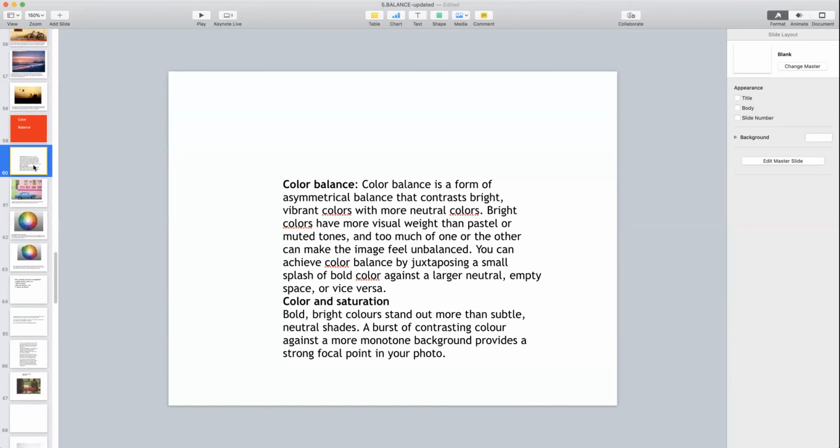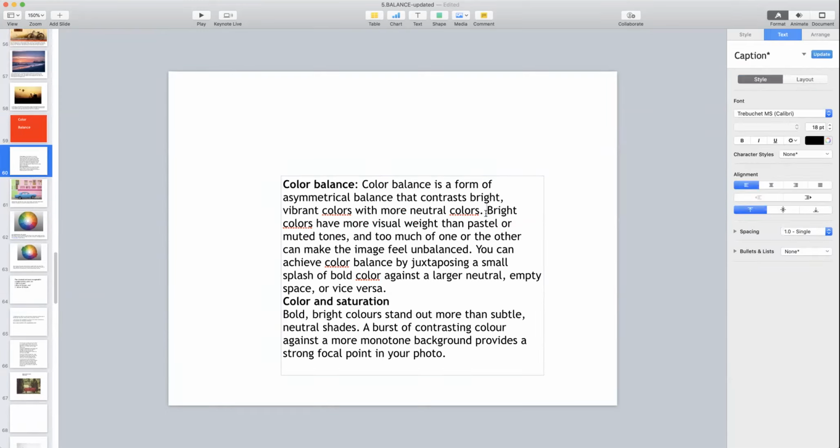So color balance is a form of asymmetrical balance. Color balance is a form of asymmetry. Asymmetrical balance हर जगह आ रहा है. पहले भी आया, 3-4 जगह हम लोगों ने discuss किया. That's why I said the most important part of asymmetrical balance is basically there, which you need to achieve either through color or through some other mechanism. So color balance is a form of asymmetrical balance that contrasts bright, vibrant color with more neutral colors. पहला point ये हो गया.